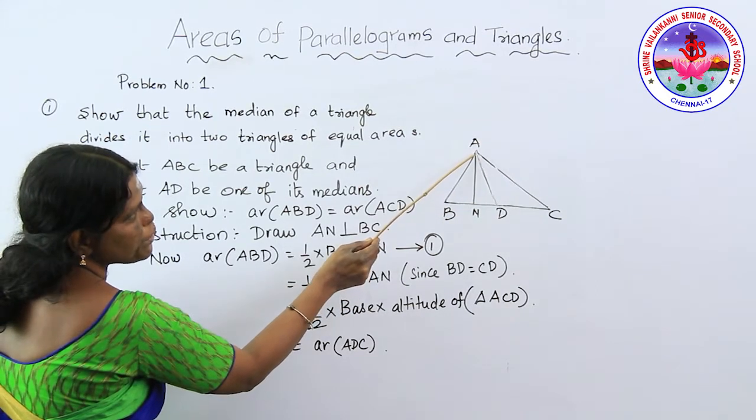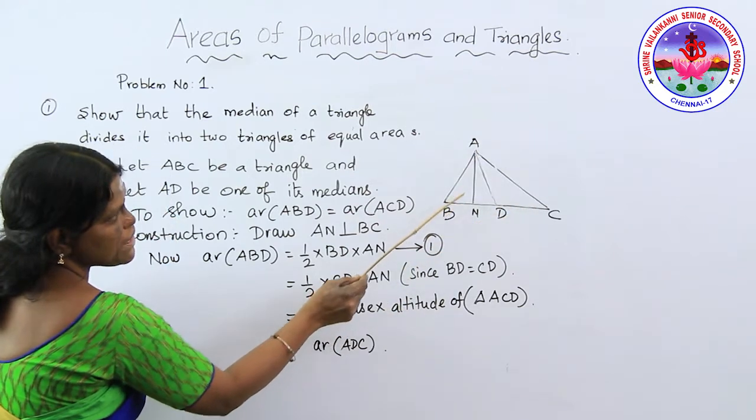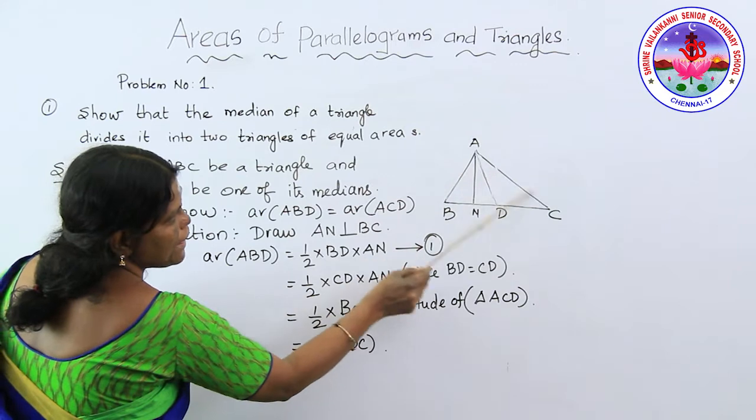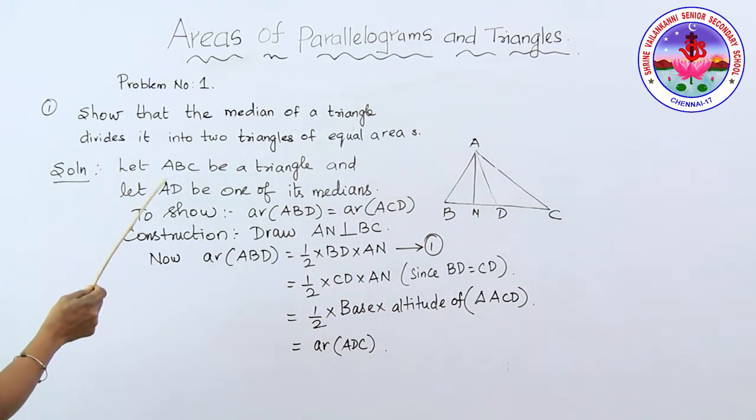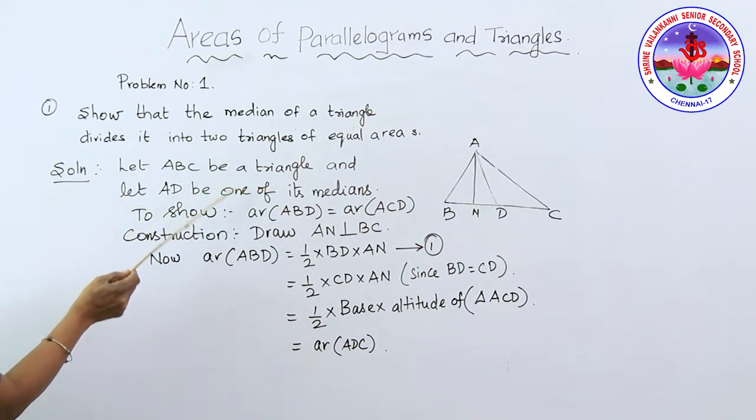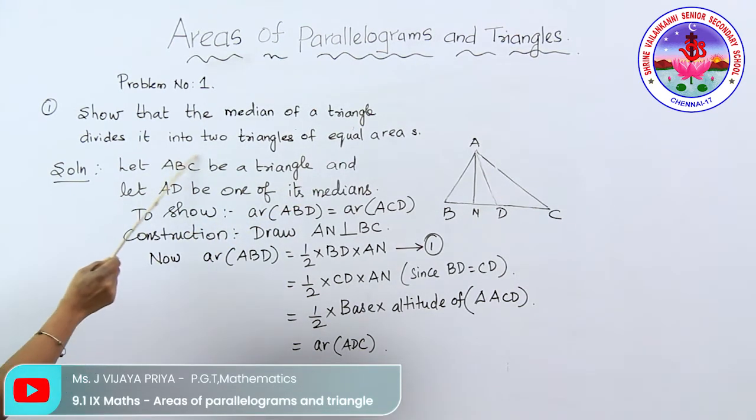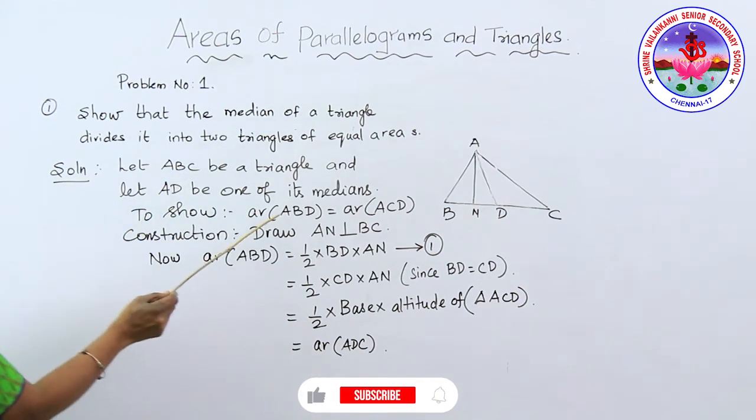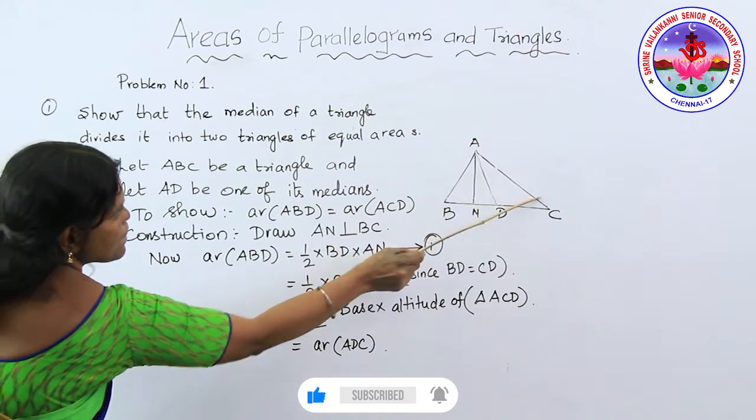Now we need to show that this median AD divides the full triangle ABC into two triangles, that is ABD and ADC, of equal areas. Here we have written: let ABC be a triangle and AD be its median. We need to show that this median divides triangle ABC into two triangles of equal areas. So here we need to show area of ABD is equal to area of ACD.